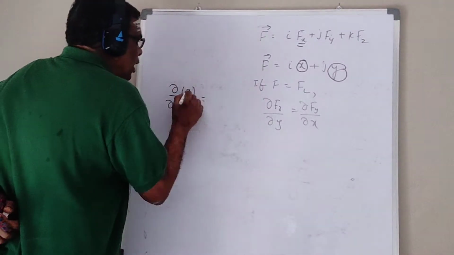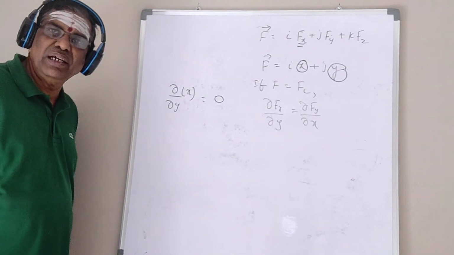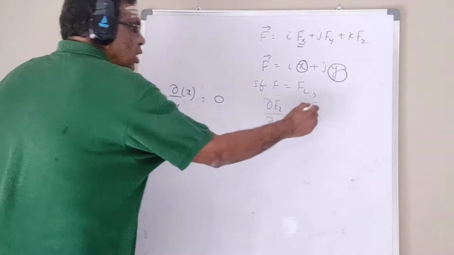Now dou x by dou y: x is constant, and the derivative of a constant with respect to y is 0. What about this?